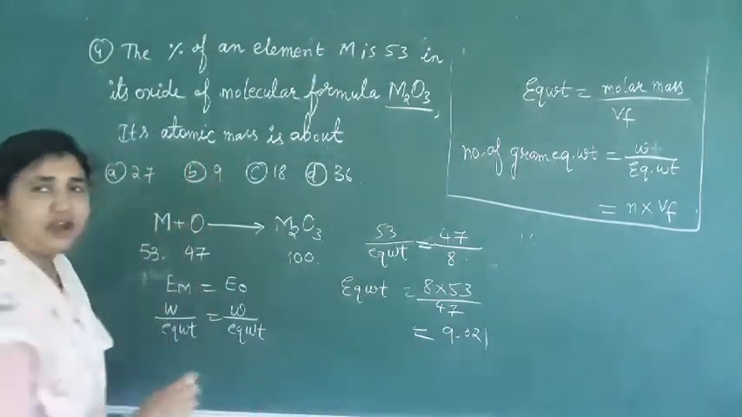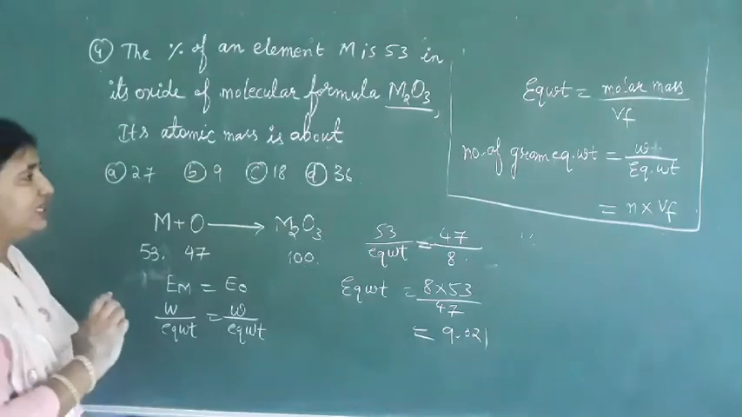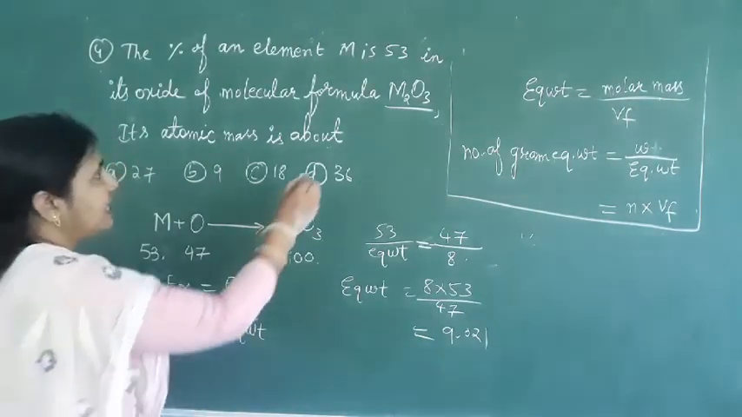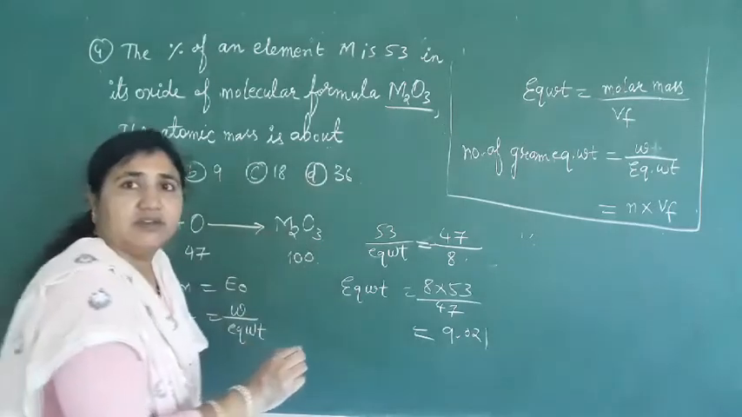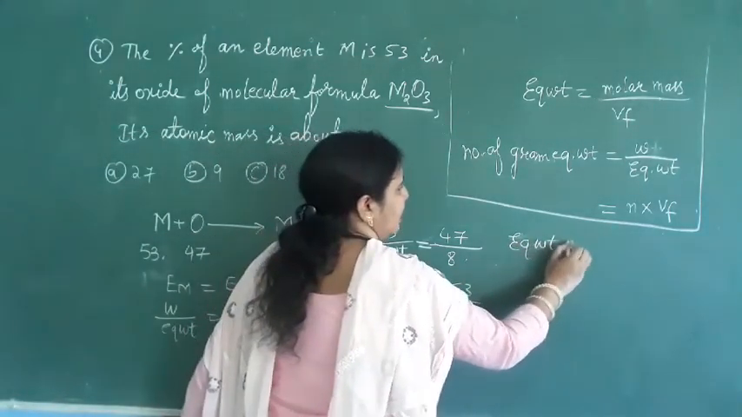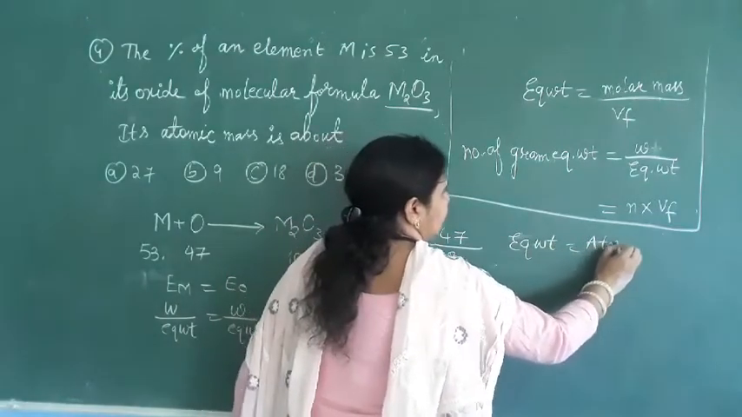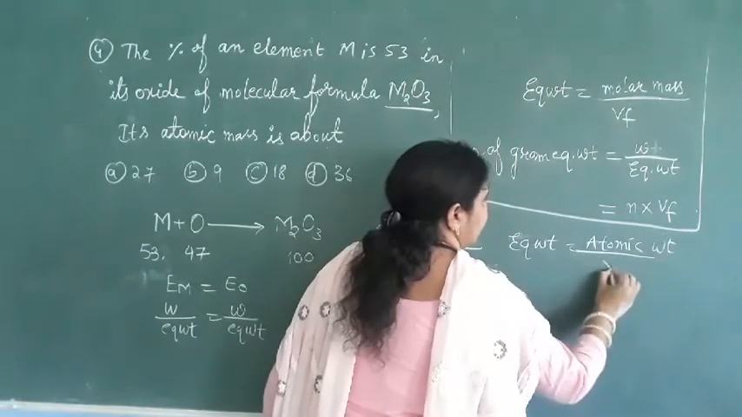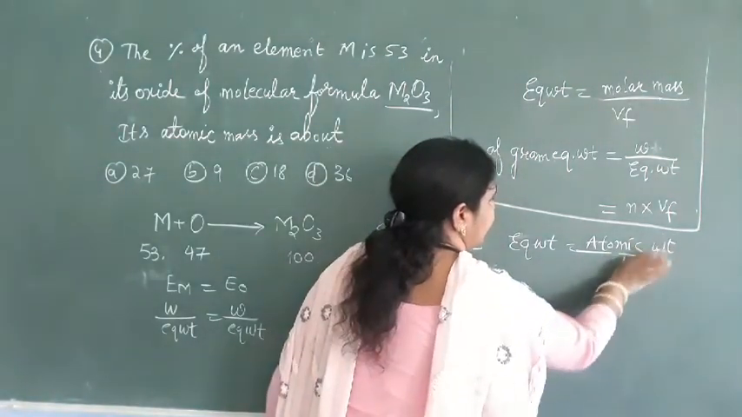Now we have to find out the atomic weight. For equivalent weight, what formula do we have? Can you see this side? So the equivalent weight formula is atomic weight divided by valency, the valency factor, VF.